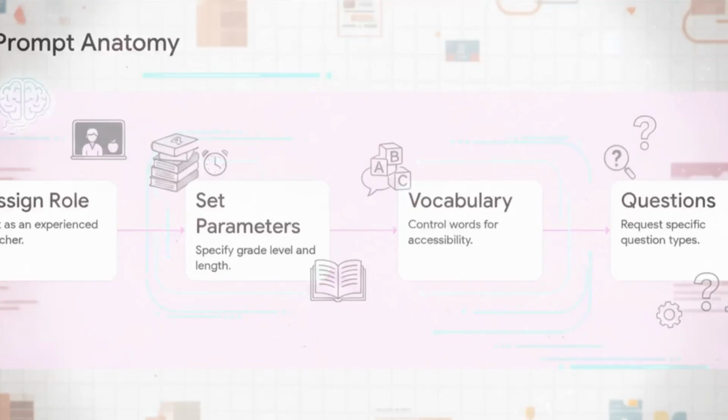So, let's break down the anatomy of why that specific, detailed prompt works so beautifully. It operates exactly like a well-structured lesson plan. First off, it assigns the AI a role, an experienced grade 4 teacher. Second, it locks in the exact grade level and word count length so things don't get out of hand. Third, it dictates the vocabulary constraints to make sure the text is actually accessible. And finally, it explicitly asks for specific question types, literal, inferential, and critical thinking.